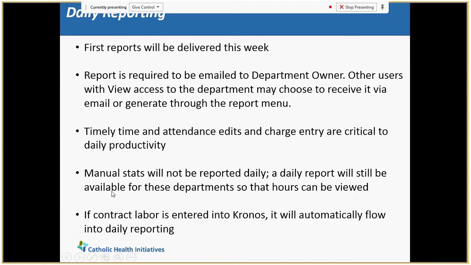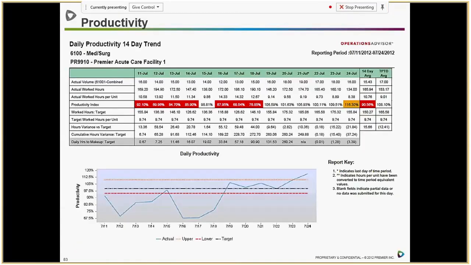Departments that are on a manual stat, we're not going to load manual stats daily, but you would still receive a daily report. It will just represent the hours and not the volumes. So that will at least give you a sense of how many hours were in the department. You could do your own productivity calculation if you know what the stat was. Just a reminder that the contract labor, unless it's entered into Kronos, will not be included in daily reporting. If they clock in to Kronos, then it will automatically show up in daily.